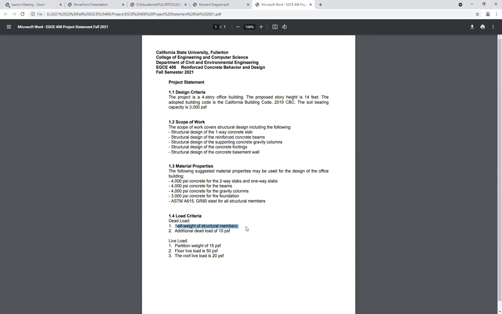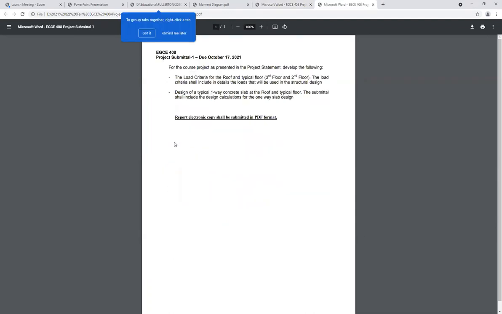Now you need to go back, right, to your exercise for the slab design and see how it was designed. Live load, take 15 psi for the partition weight, right? 50 psi for the floor live load. Do you need to reduce it? No, don't reduce it for the slab design. No reduction, okay? Slab design, no reduction. Remember this. Just use the 50 psi as given.